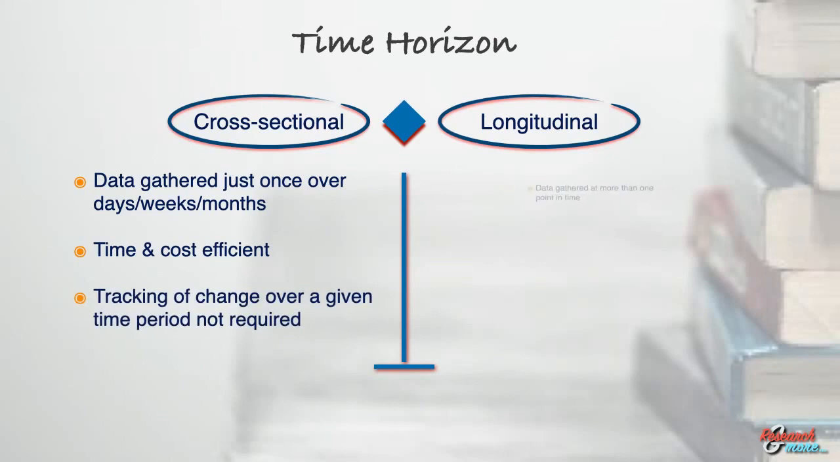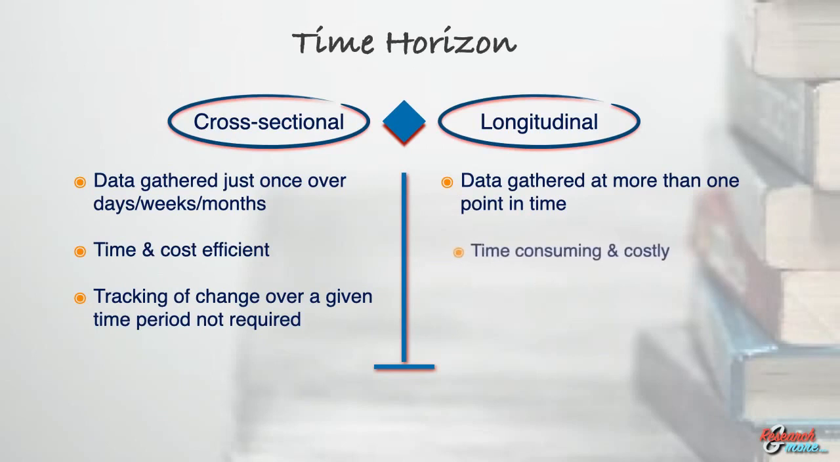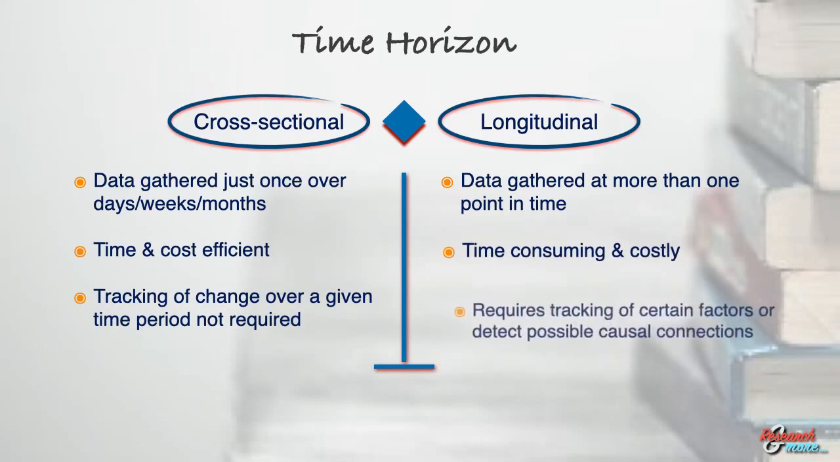But in a longitudinal study, the researcher might want to study people or phenomena at more than one point in time in order to answer the research question. This method of data collection would take more time and effort and cost more. It is also used when the research question requires tracking of certain factors or detecting possible causal connections.